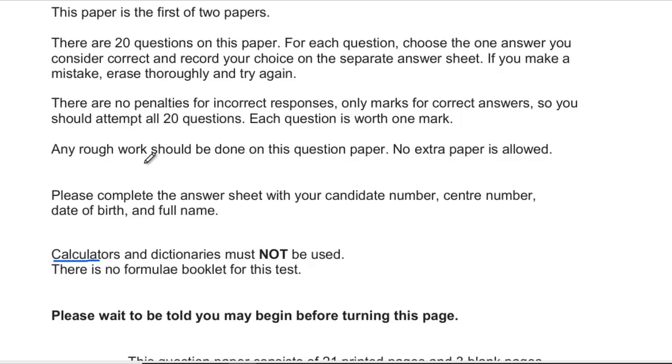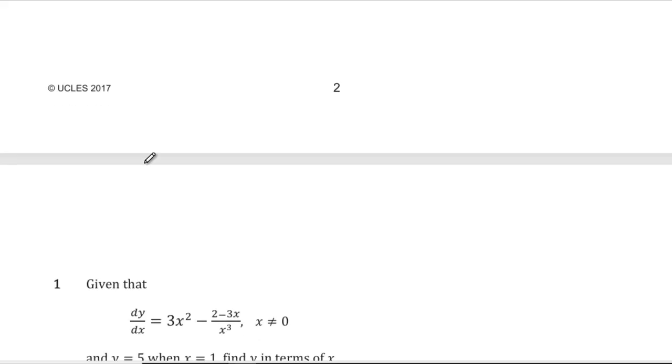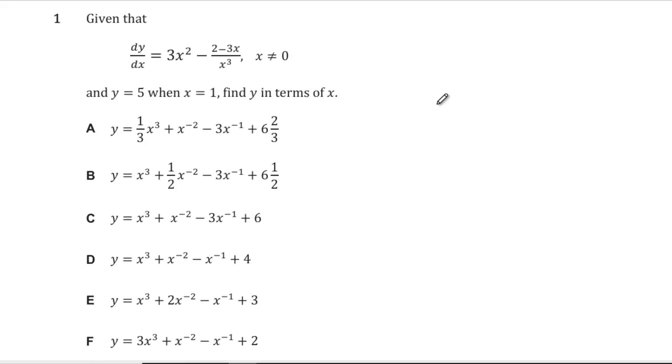Calculator's not allowed, but so what? I don't really use them anyway. And who's turning up with a dictionary? That'll be a bit on the strange side. So this could be quite a long video, this one. I don't really know how long it's going to take. It's sort of heading a bit into the unknown.